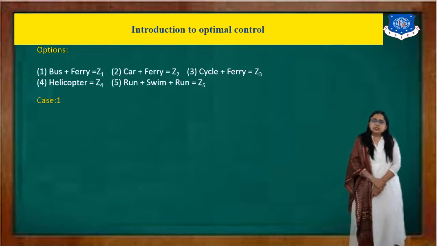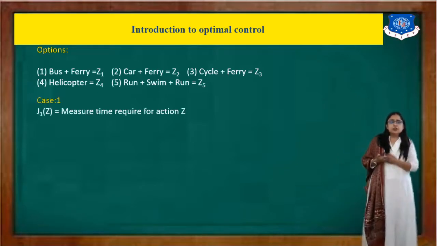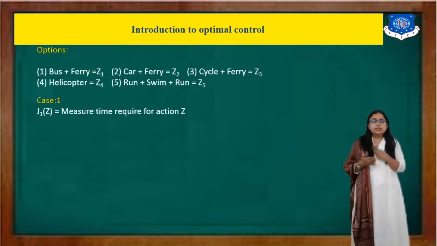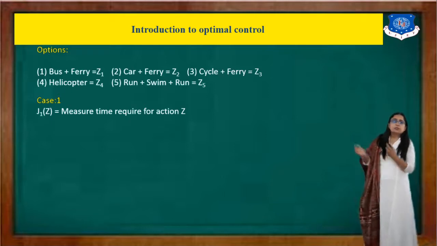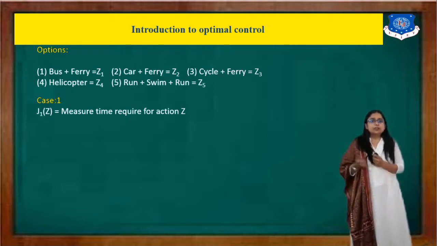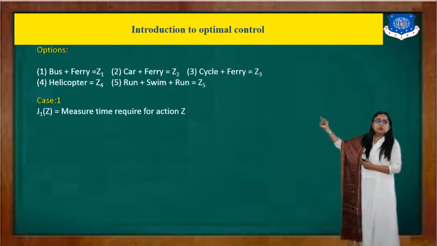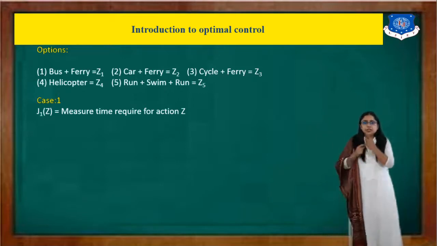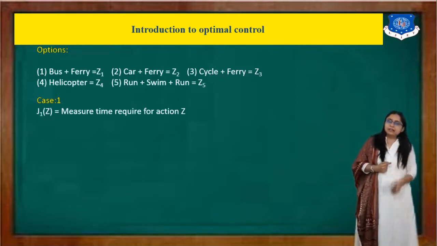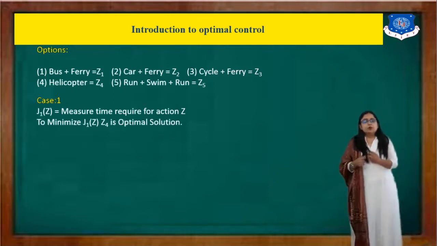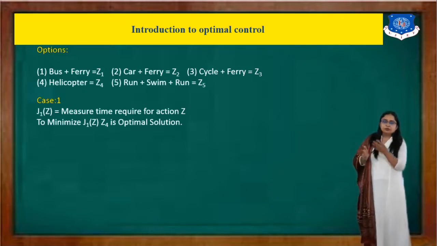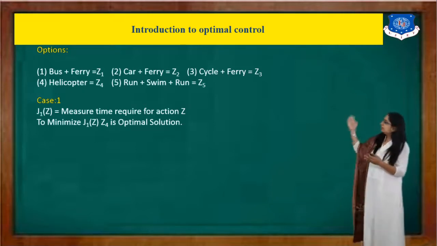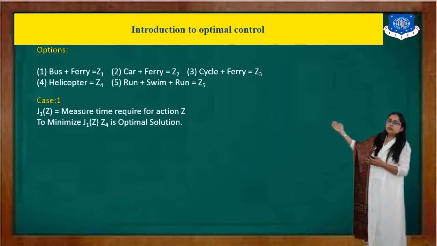Now case 1, if someone says I want to find out the optimal control system based on time, then J1 of Z is the measure of the time required to complete the action Z. So among all these 5 options, which one is the optimal? If I consider the time, then definitely Z4 will be the optimal solution, because with the helicopter it takes less time. If you want to reach from home to office, then definitely with Z4 you will have less time.